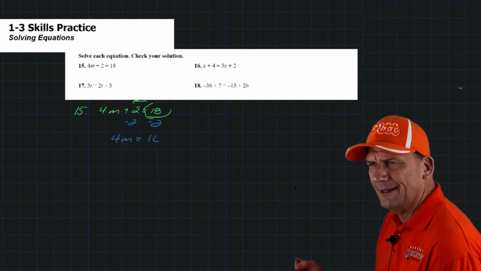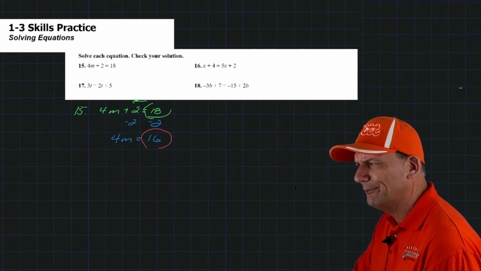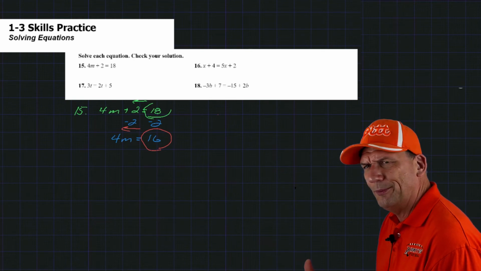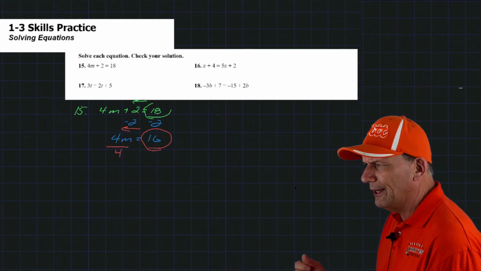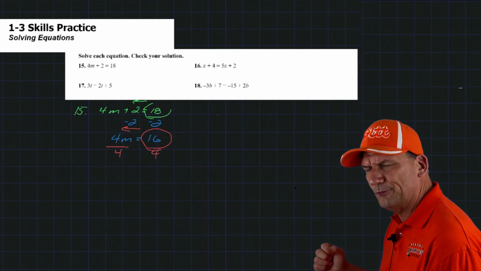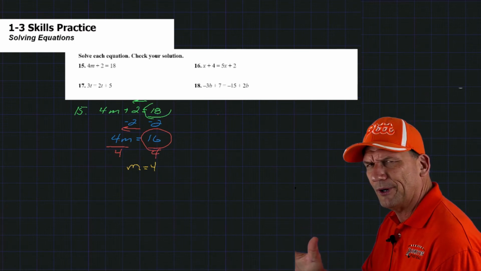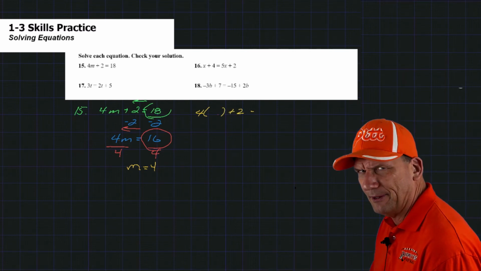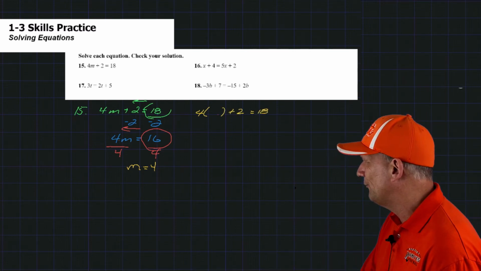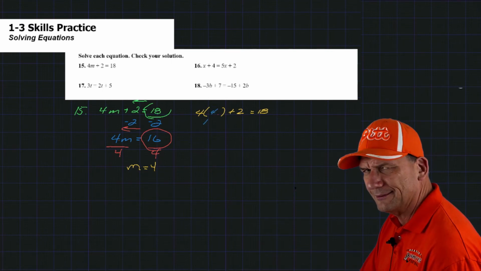Think about it like if you get a present, they put it in a box, they put tissue in the box, they wrap it, they put a string around it. And when you open it, you undo the string, you take the paper off, you undo the box, you pull out the tissue paper. So you did everything in the exact opposite order to get to your present. That's what we're doing here. They multiply by 4, we divide by 4. And in the end, m is 4. And when you plug it in, 4 times 4 is 16 plus 2 is 18.